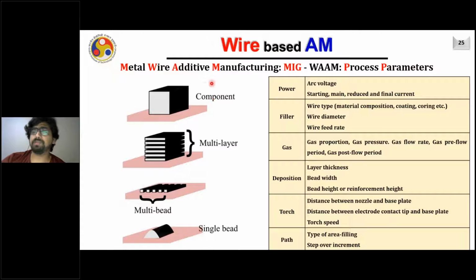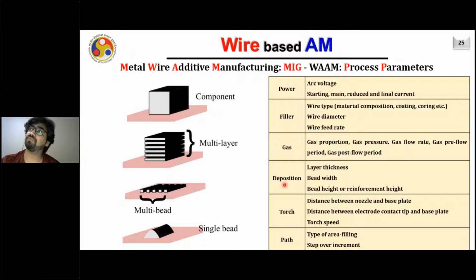The influencing process parameters in the case of MIG WAAM are written here. Those are power related process parameters such as arc voltage, starting, main, or reducing, and the final current of the welding. Then the filler wire: what type of wire it is, like the composition of the wire, whether it's aluminum wire, steel wire, or what kind of alloy it is, what kind of coating is on the wire, what is the diameter of the wire, and what is the feed rate of the wire. Usually in the case of MIG welding, this feed rate is in synergy with the current. If you increase the current, the wire feed rate will also increase. Then the gas: what kind of gas we are using, the proportion of the gas, the pressure of the gas, and the flow rate of the gas.